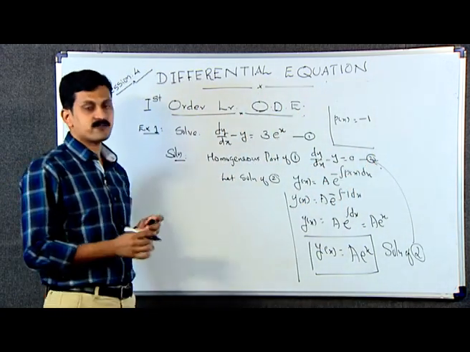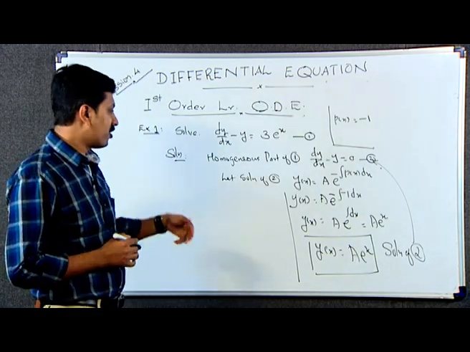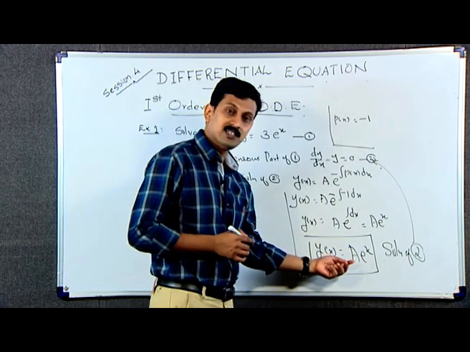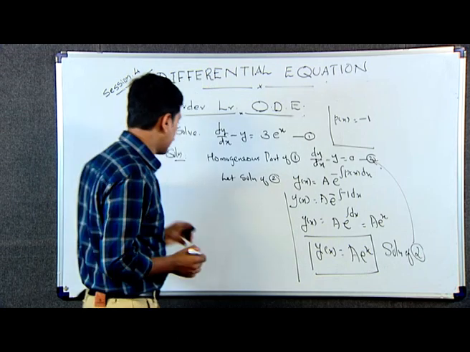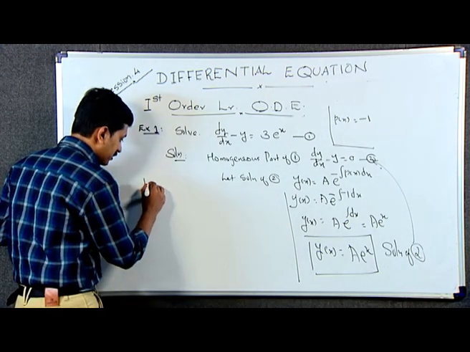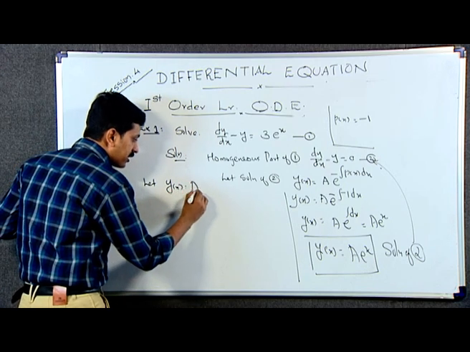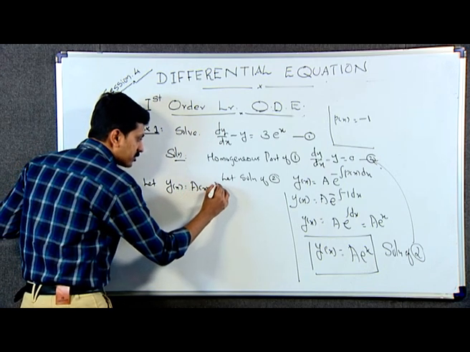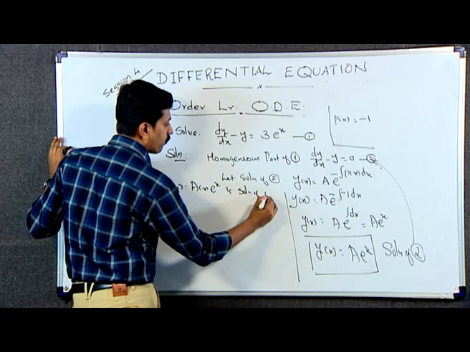Now we have to find the solution for the non-homogeneous part. So we have to just convert this a to a of x. Therefore, set y of x is equal to a of x into e raised to x as the solution of 1.